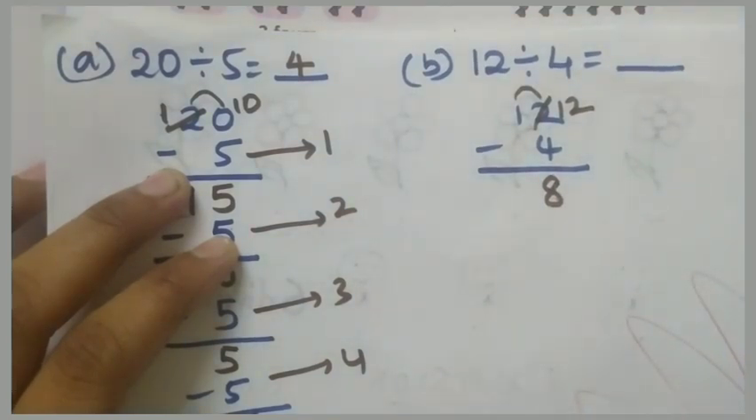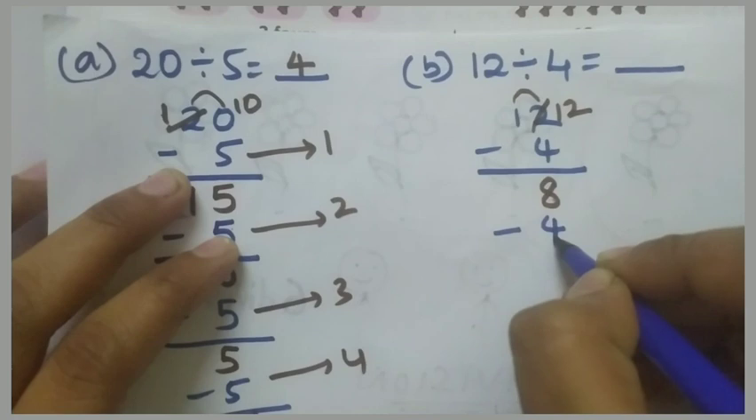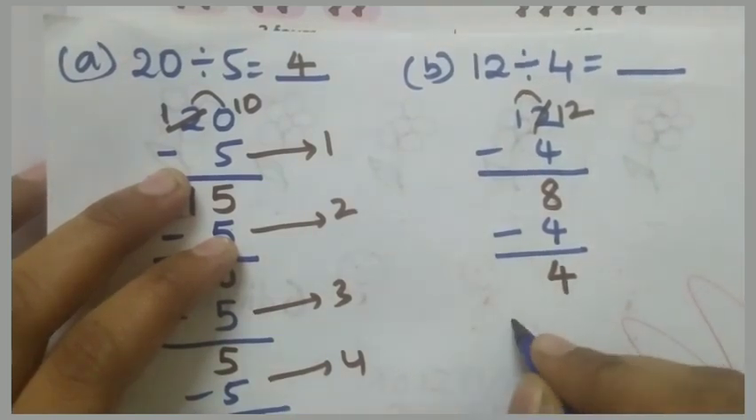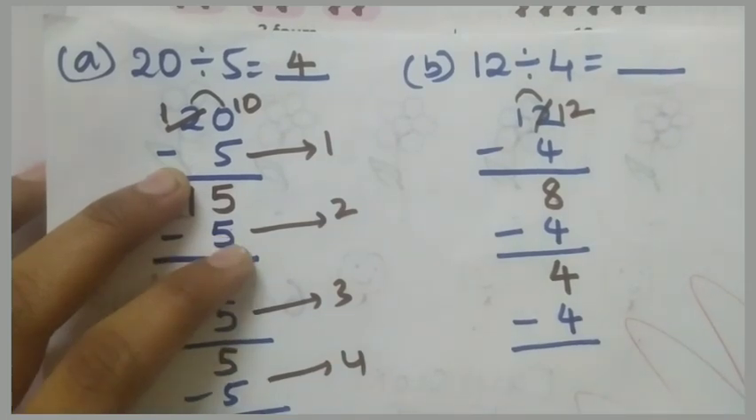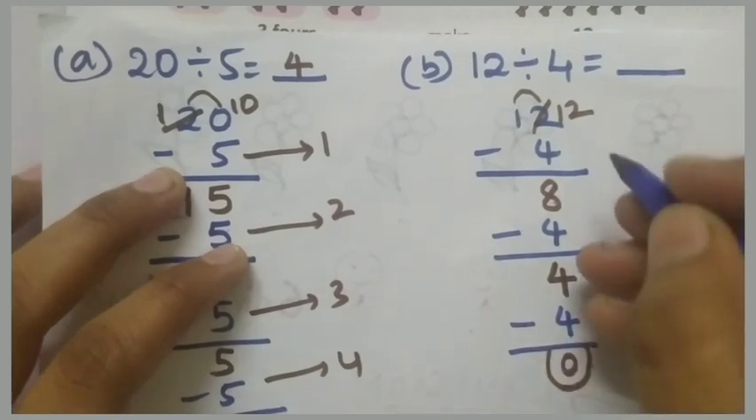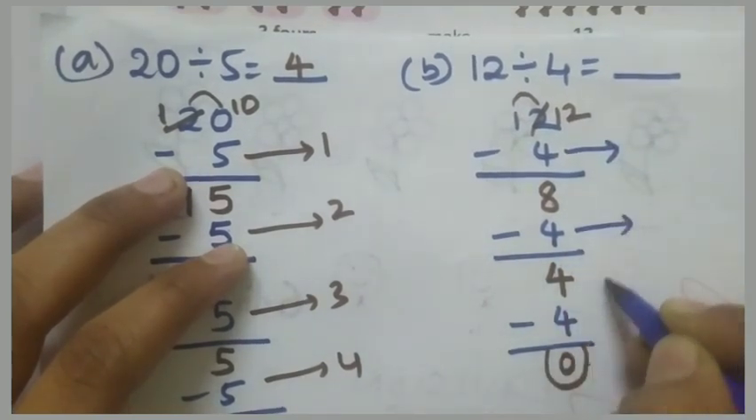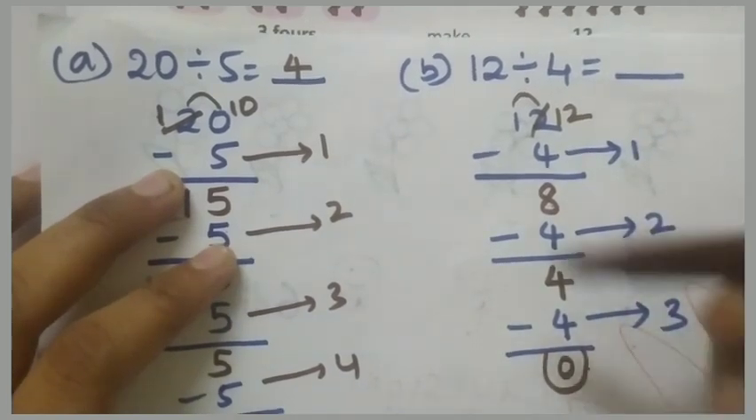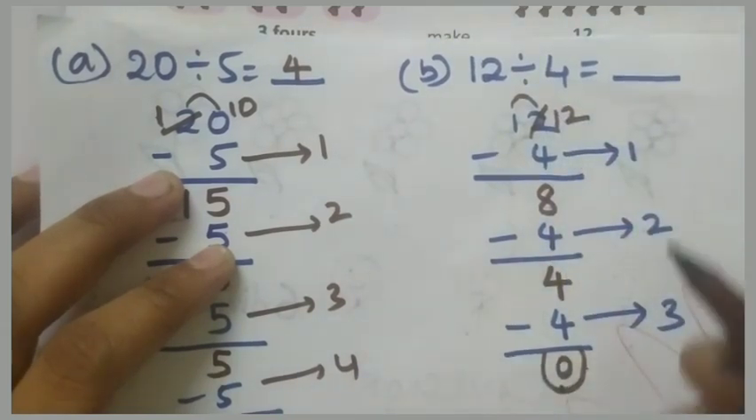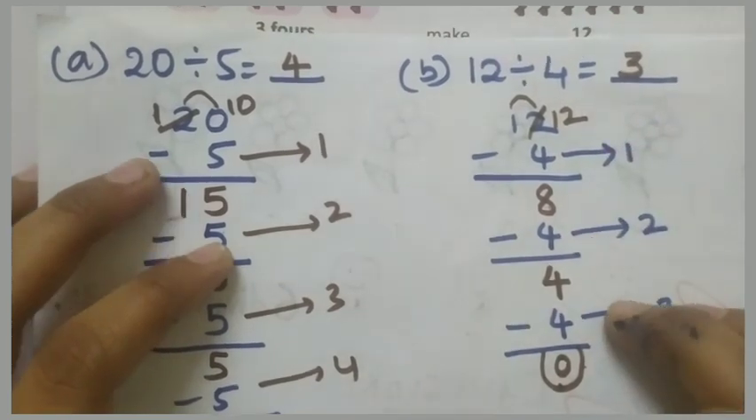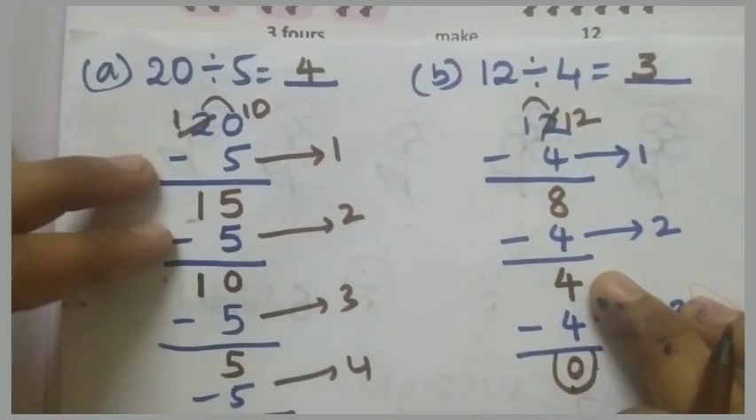Now we have to subtract 4 again from this 8 till we get 0. 8 minus 4 is 4. From this 4 again we have to subtract 4. 4 minus 4 is 0. Here we got 0. So now we have to calculate how many times we have subtracted 4. 1, 2, 3. 3 times we have subtracted 4 from 12 to get 0. So 3 is the answer. This is division as repeated subtraction.